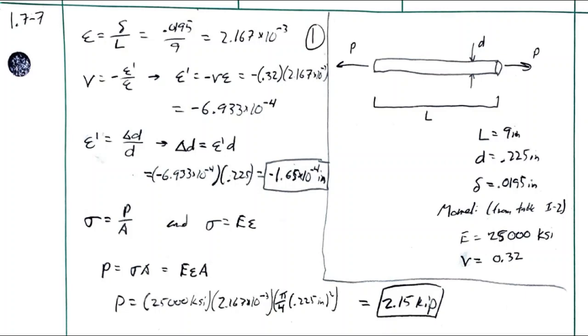Quick note, like it said in the problem, we had to look up the properties of Monel from table I2. That's where we found E and nu, or Poisson's ratio, for this metal.